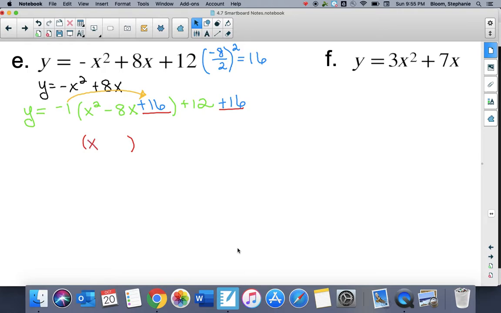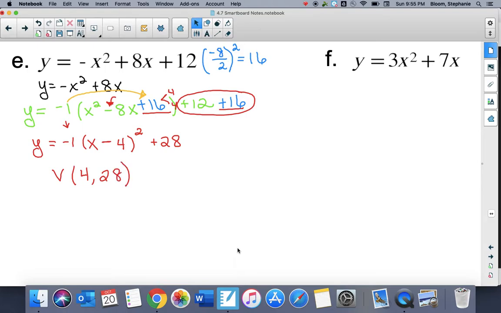And then we are going to write it in factored form. X will be in the front. Two that are the same that give me 16 is 4. This is a negative, so I know this has to be negative, and then I'm going to square, bring down -1, bring down my equals and my y, combine my constants, and I get +28. My vertex would be 4, 28, and my axis of symmetry would be x equals 4.